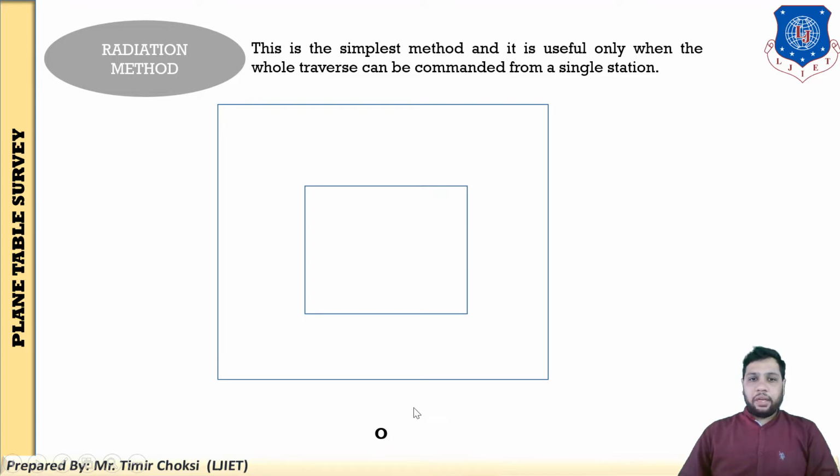Now step number 1: set up the plane table at station O, center it and level it. It is a fixed step. You know that you center using the U-fork with plumb bob, and level using the spirit level.